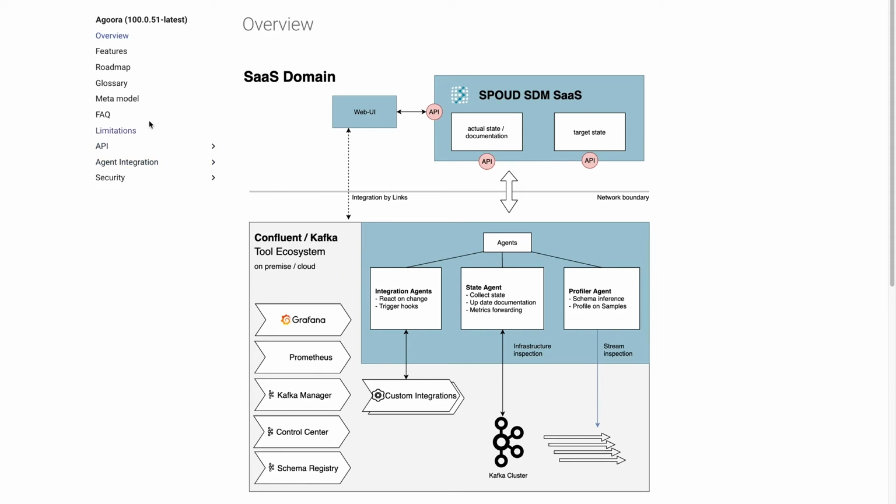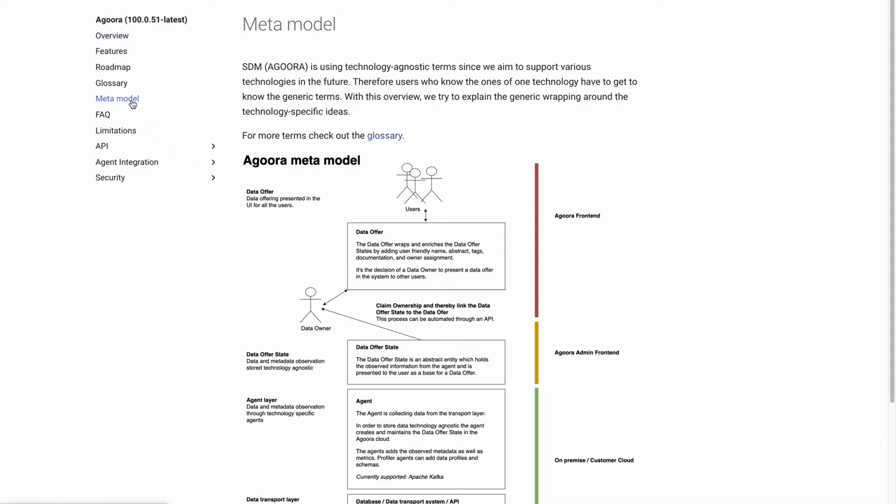In AGOORA, we use some generic technology agnostic terms in order to have a unified representation of available data and consumption over multiple technologies. Therefore, we use the term data offer for data which is available for consumption, or data subscription as a representation for the actual consumption.